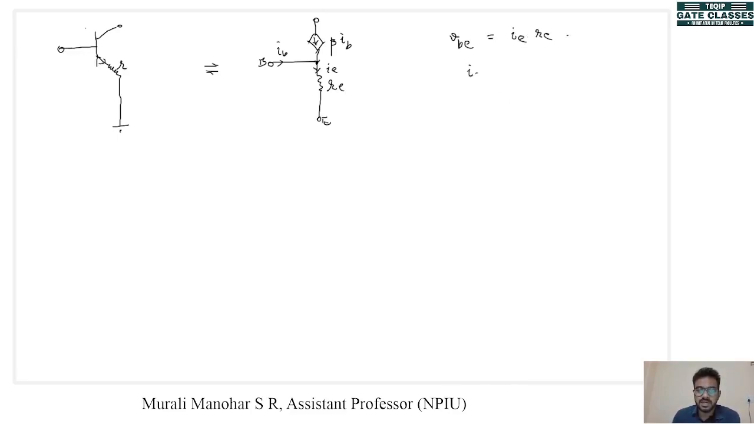Now VBE is equal to IE into RE. We also know that IC is approximately equal to IE because IB is a very small value. So IE can be written as beta into IB. In this case, VBE becomes beta IB into RE.